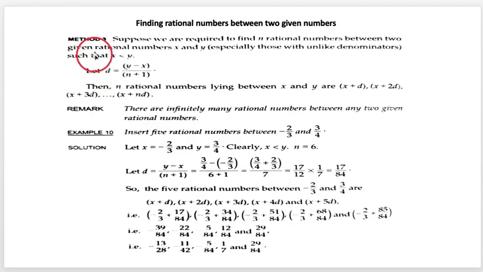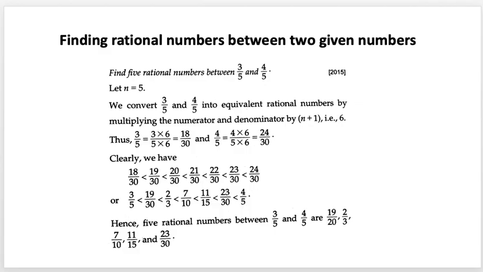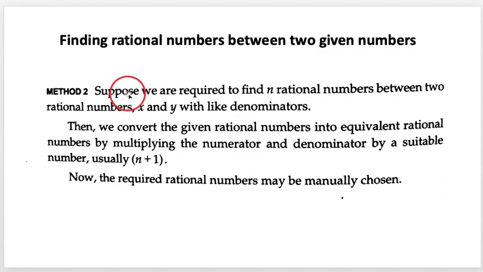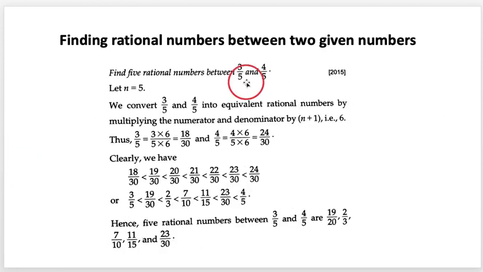The last method, method 3. Suppose we are required to find a rational number between two given numbers x and y, especially those with unlike denominators. Again you come back to method 2. Method 2 is saying what? Like denominators. Remember, what is like denominators? Here in the example you will see the denominator was 5 in both cases.